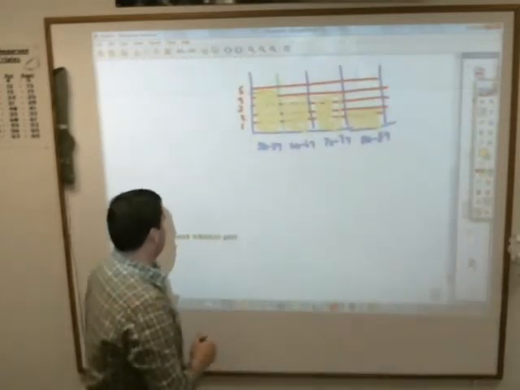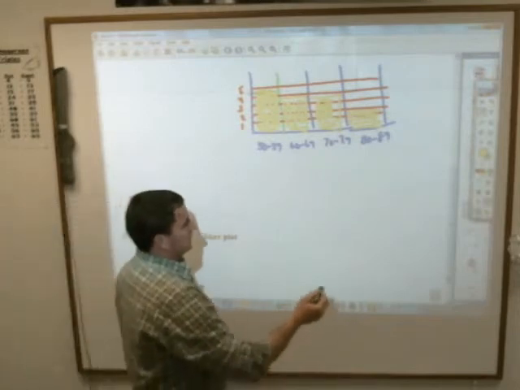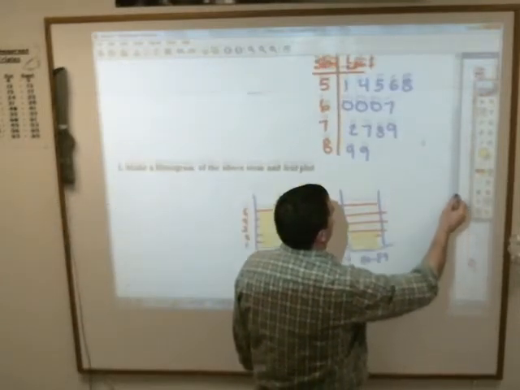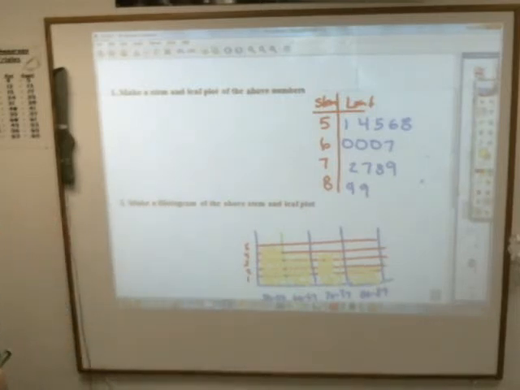It's a good review. Then, ladies and gentlemen, kids of all ages, I will allow you to make your stem and leaf plot. I mean your box and whisker plot.